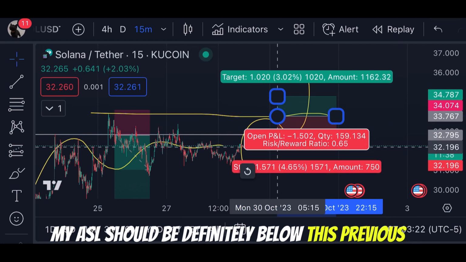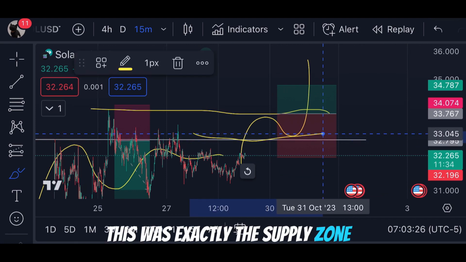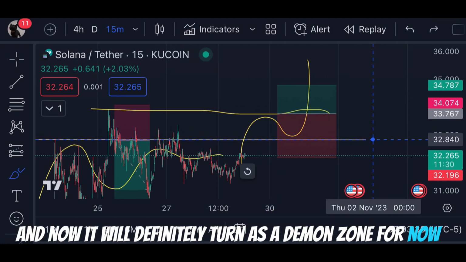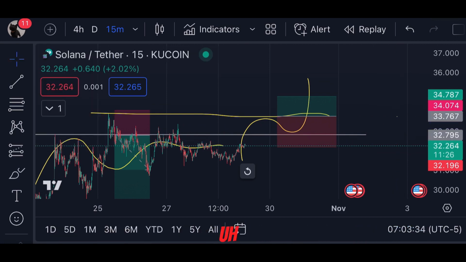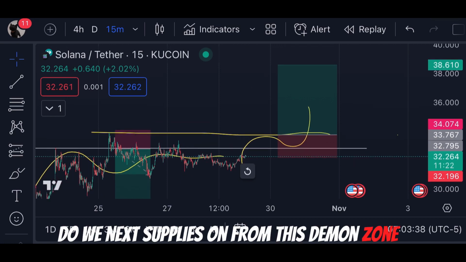My SL should be definitely below this previous demand zone, guys. This was exactly the supply zone for the price of Solana, and now it will definitely turn into a demand zone. For now, my target would be this region, targeting my next supply zone from this demand zone.